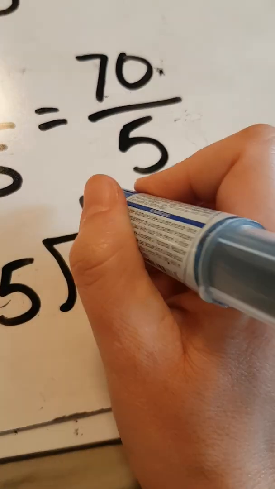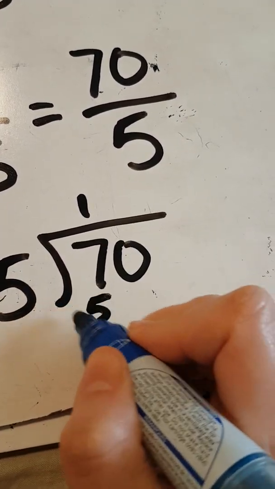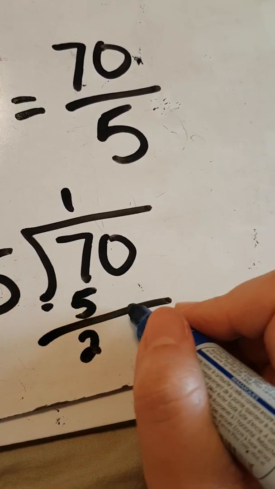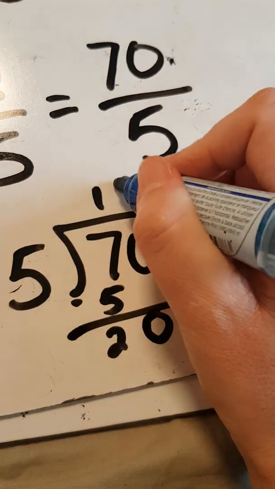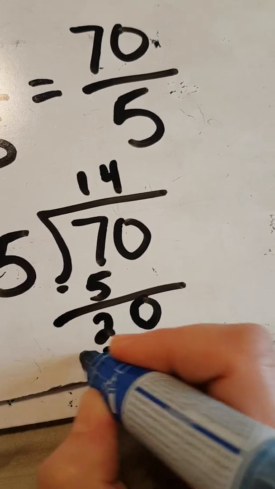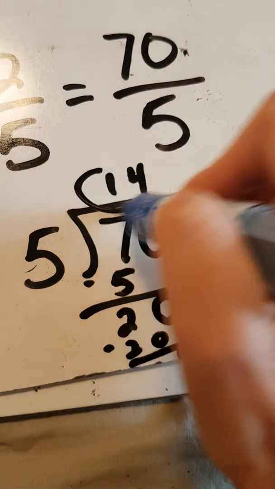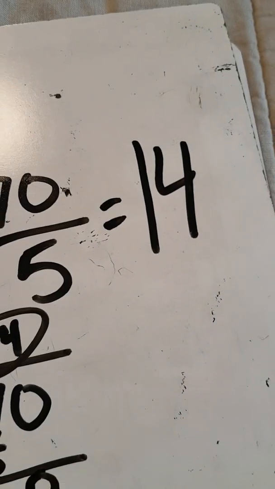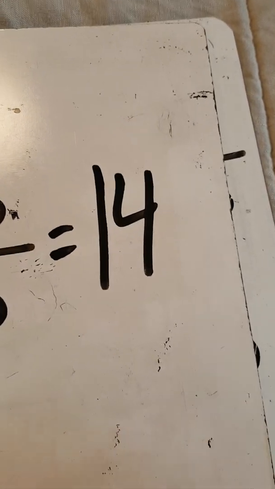5 goes into 7 one time. 1 times 5 is 5. 7 take away 5 is 2. Bring down my 0. How many times does 5 go into 20? It goes into it 4 equal times because 5 times 4 equals 20. Sorry, I'm running out of space. So my answer is 14. It is very common that you will not see a fraction in your answer.